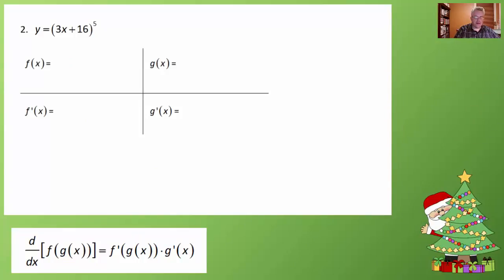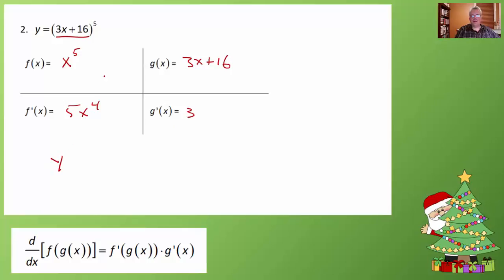This one's a little bit different. The inner function is usually a little easier to find. It's inside the parentheses usually. So this is actually the inner function. That's g, 3x plus 16. And what are we doing to all that? We're raising it to the 5th power. So f of x must be x to the 5th. And sure enough, if we put 3x plus 16 into f for x, we would have that. Okay, so f prime would be 5x to the 4th, and g prime of x would be 3.